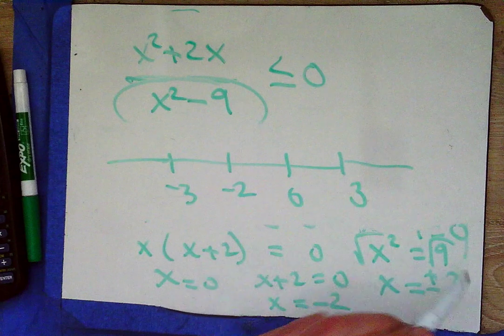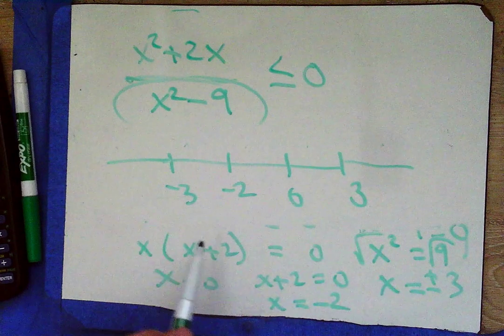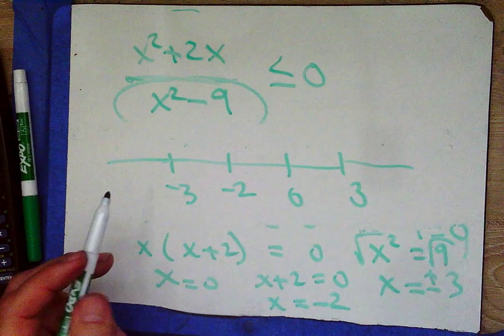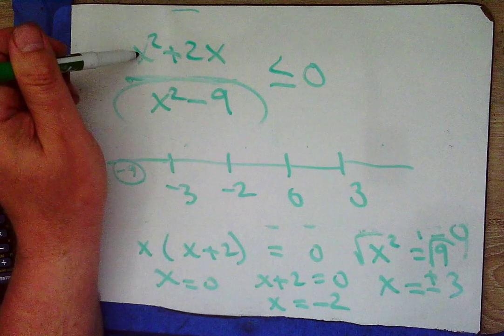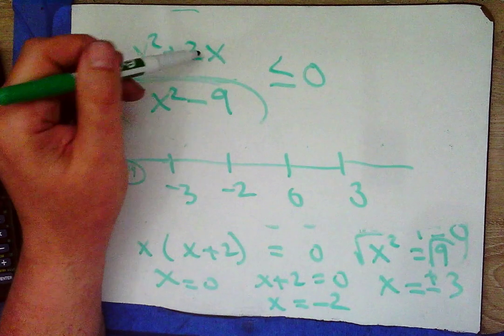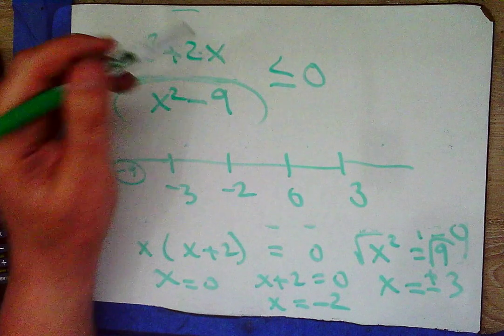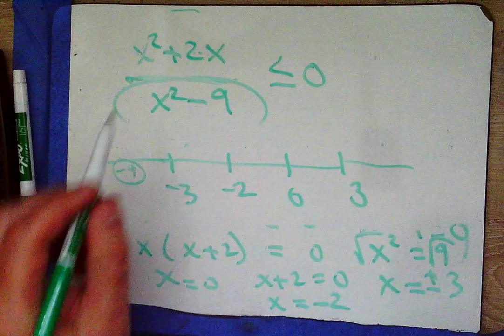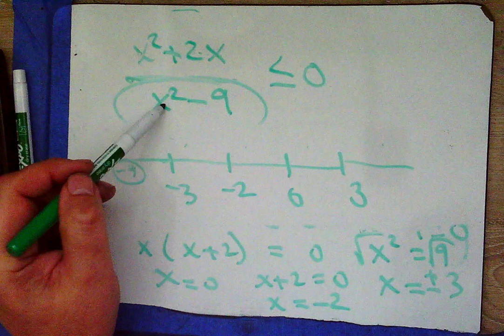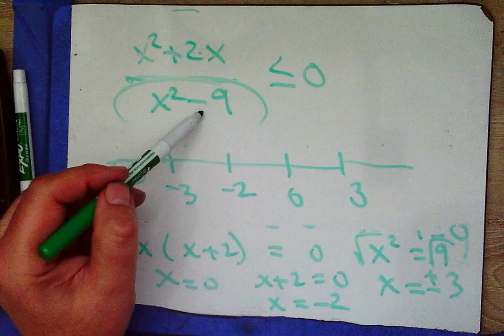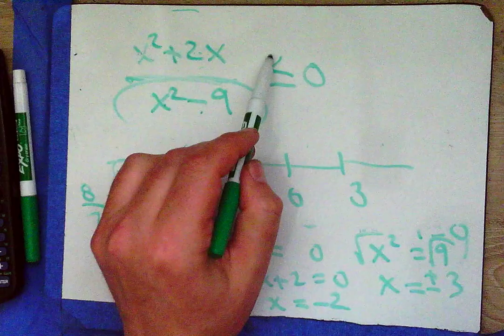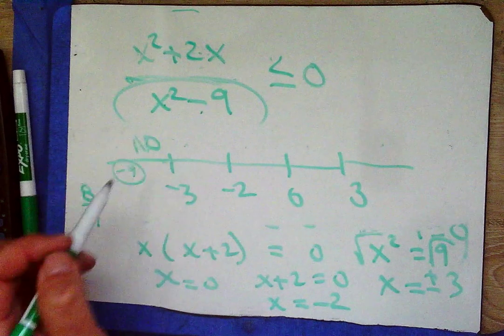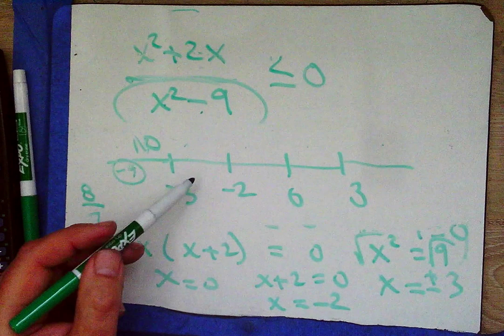Well, 4 critical numbers means 5 intervals, okay? So let's start with negative 4. Negative 4 squared is 16. 2 times negative 4 is negative 8. 16 minus 8 is 8. And negative 4 squared is 16. 16 minus 9 is 7. This is a positive number. Is that less than or equal to 0? No.